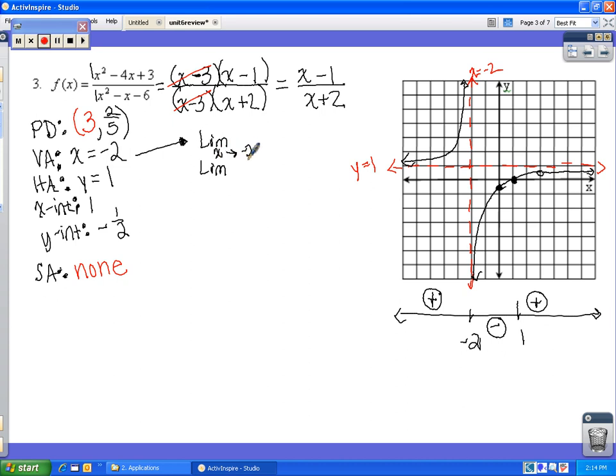So now it's going to be pretty easy to do your limit statements. So you have negative 2 from the right and negative 2 from the left. So from the right, if I approach negative 2, here's negative 2. If I approach it from the right, it's going to go down to negative infinity. If I approach it from the left, it's going to go up to positive infinity. So there's your limit statements. Okay, and I think that about does it.